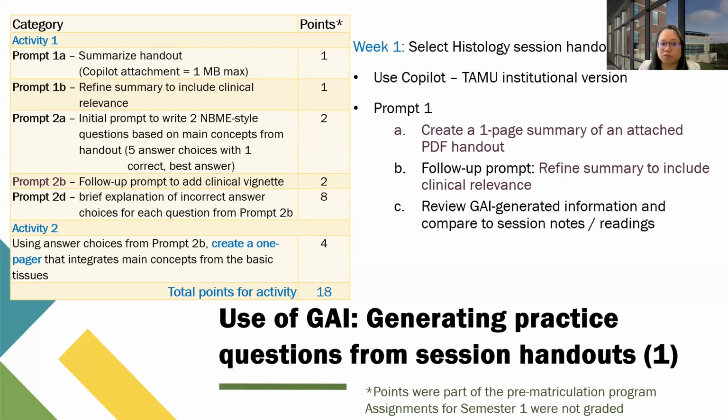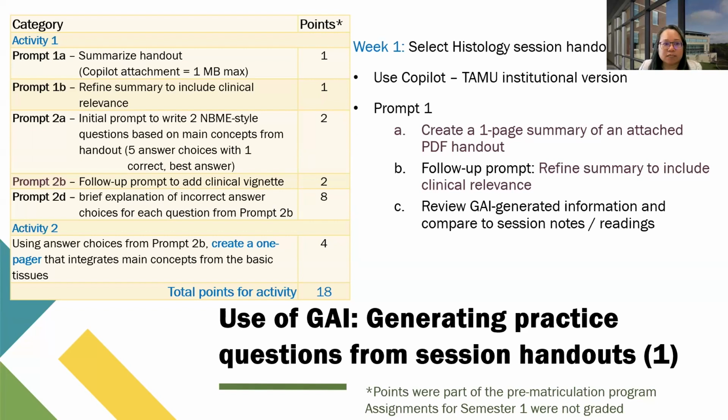This we only used for our pre-matriculation course or MedCamp. The assignments for the semester one course that the students just completed actually last week were not graded because the intent was for them just to explore the use of AI rather than having it graded for that purpose.